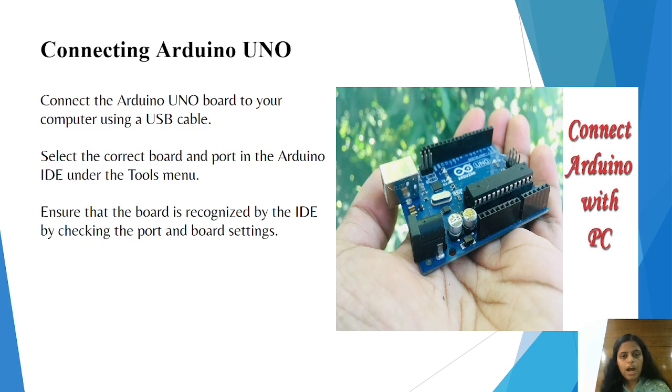Connecting Arduino UNO: connect the Arduino UNO board to your computer using a USB cable, select the correct board and port in the Arduino IDE under the Tools menu, and ensure that the board is recognized by the IDE by checking the port and board settings. So this is how to connect Arduino with a PC using a USB cable.